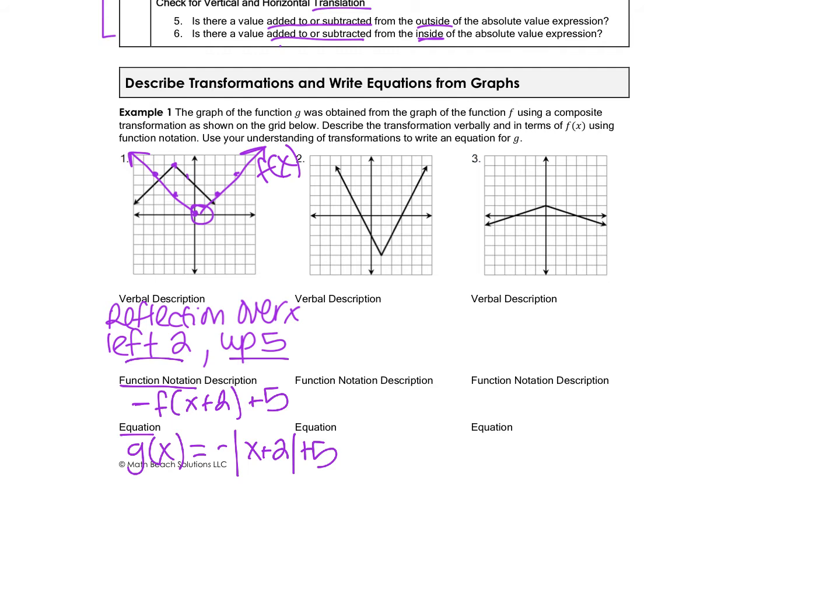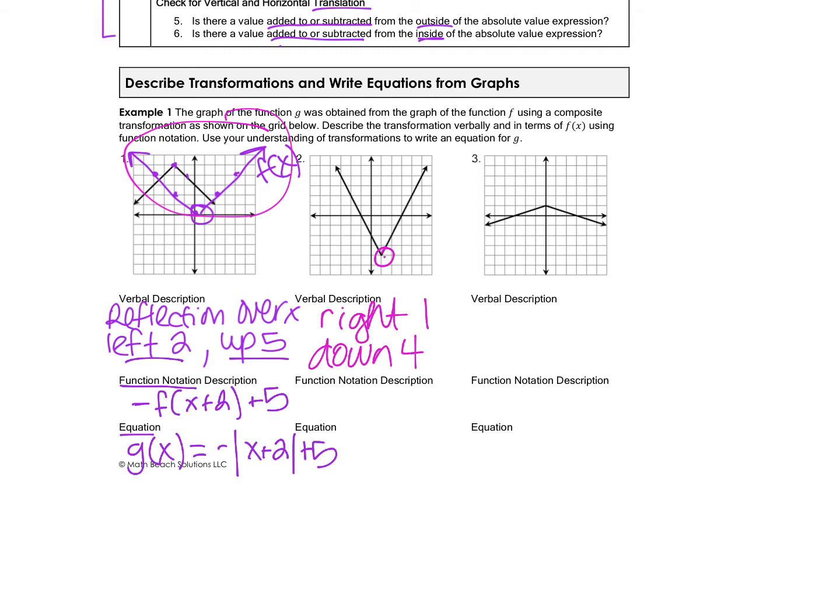Okay, so looking at number 2. You can compare it to your parent function right here. Normally it's at 0, 0. Notice there's no reflection there because it's not opening down. Your vertex point, which is the point of your V, has been shifted right. I'm looking at this point. It went right 1 and down 1, 2, 3, 4.